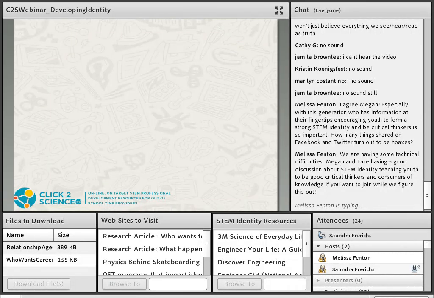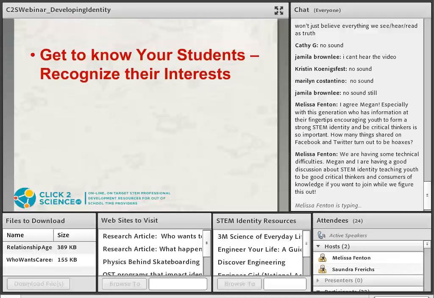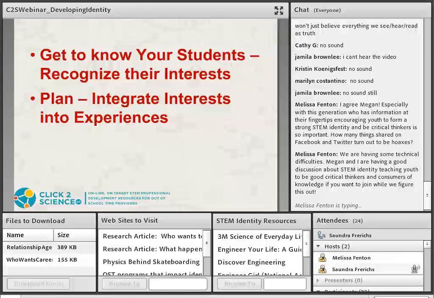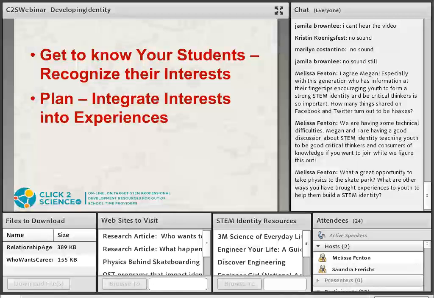Here are the strategies that he recommends. First, get to know your students, get to know what they're interested in, and then plan how you can integrate their interest into the STEM experiences that you're providing in your program. If you can, use the expertise of teachers in your school or people in your community to help make those experiences more meaningful.